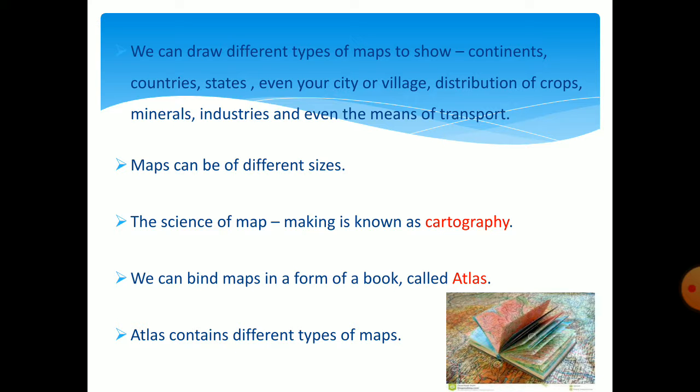Maps can be of different sizes. The science of map making is known as cartography. We can bind these maps in a book. This is called the atlas. An atlas contains different types of maps, not only one type of map. It is a book of maps.